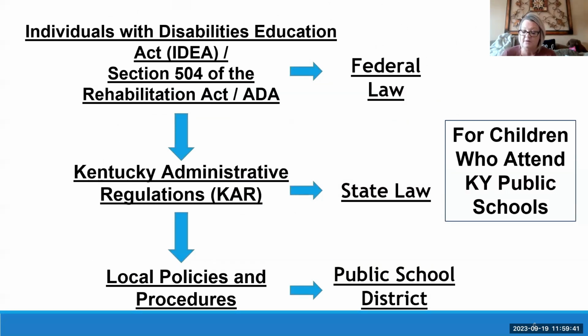Here's a chart of how IDEA flows from federal to state to district. Everyone should have an understanding of IDEA, then have a knowledge of your state's special education regulations and then how those are interpreted at the district level. As you see at the top, Individuals with Disabilities Education Act, or IDEA, as I have said, is federal law. When you flow down, Kentucky Administrative Regulations, which is also known as KAR, sometimes you may hear it referred to as CARA, is state law. And then it trickles down also to local policies and procedures, which is your public school district.